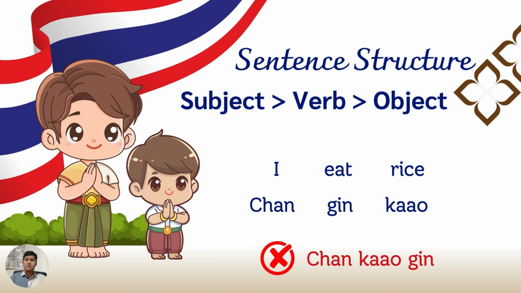In Thai, sentences follow subject, verb, object, just like English. For example, we say, I eat rice. ฉันกินข้าว. Not I rice eat, like in Japanese, right? If you say, I rice eat, it will be wrong in Thai language นะครับ. You should say, I eat rice. ฉันกินข้าว. Alright?